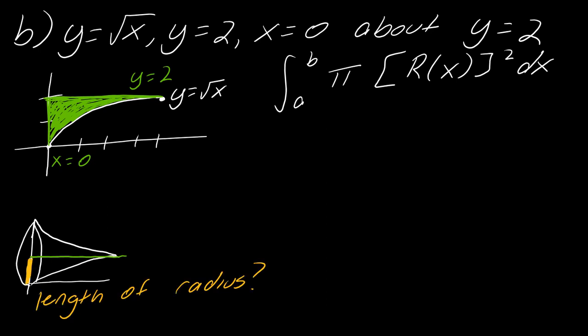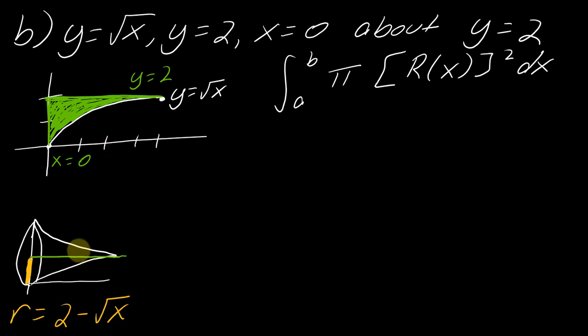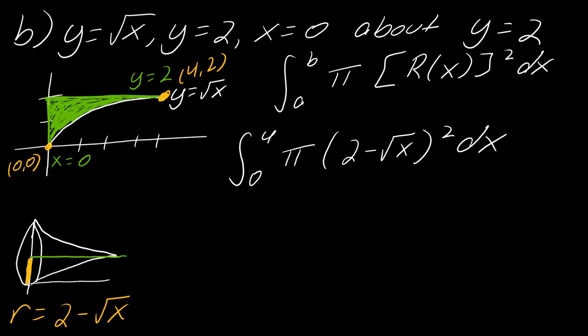All right, so here is the radius that I'm trying to find out. Since I'm going top to bottom, I'm just going to take the top function minus the bottom function to get that length. So that's 2 minus the square root of x. So that is my radius, okay? The other thing I need to know are my points of intersection. So there we go. And now this is going from 0 to 4, pi times 2 minus square root of x squared. And now that's what we've got to figure out.